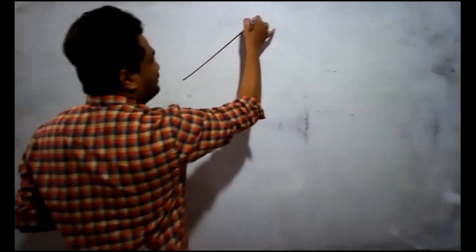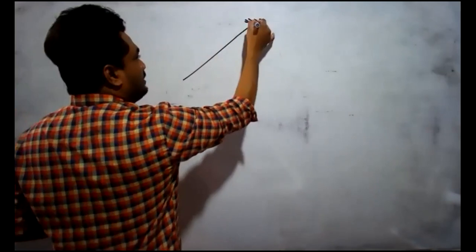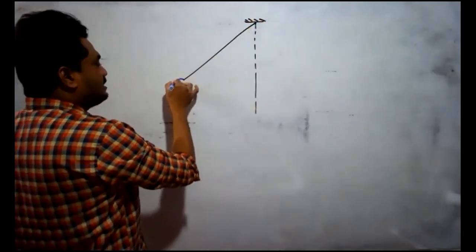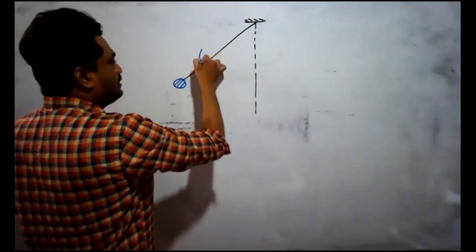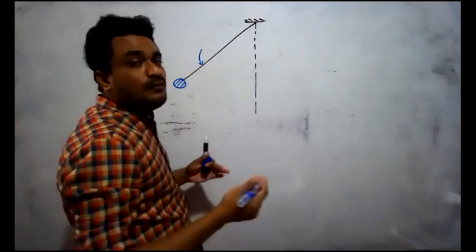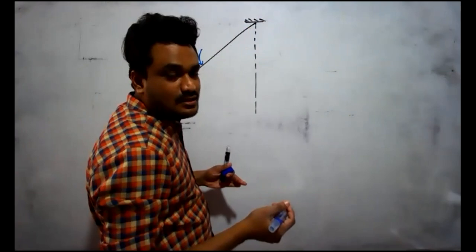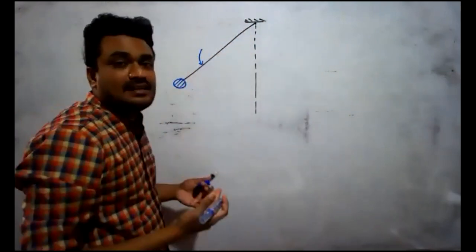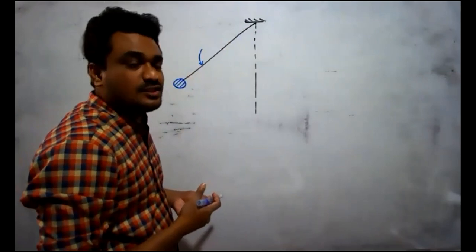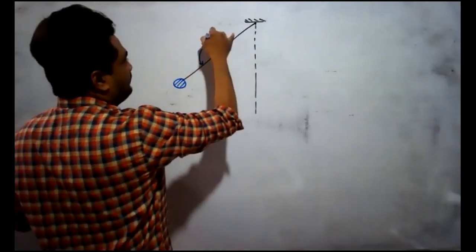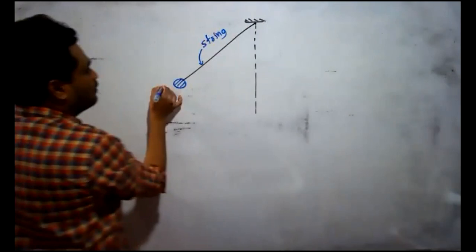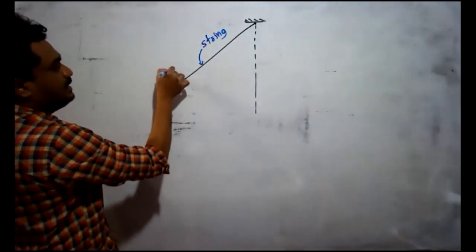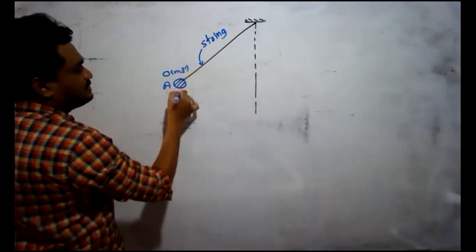There is a string, right? There is a mass connected to the string. So the string is in the form of a straight line. That's the meaning of stretched. By applying forces, the string is kept in a straight line, a stretched string. Initially, this object is at rest. So let me mark this point as capital A. The object is at rest.